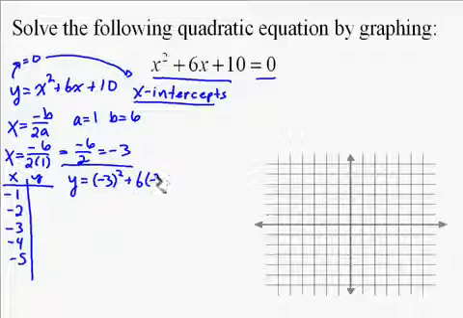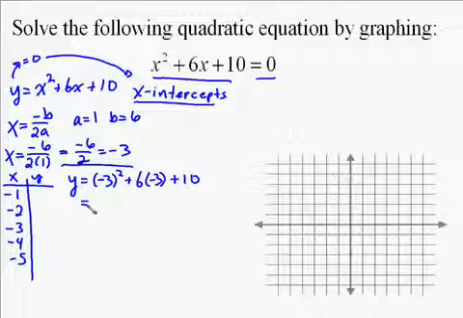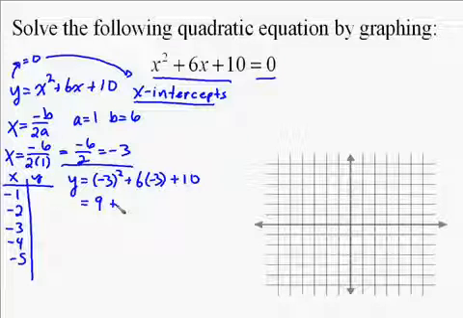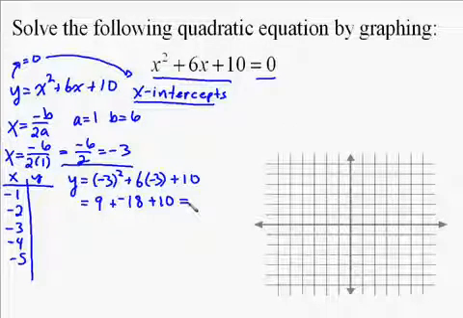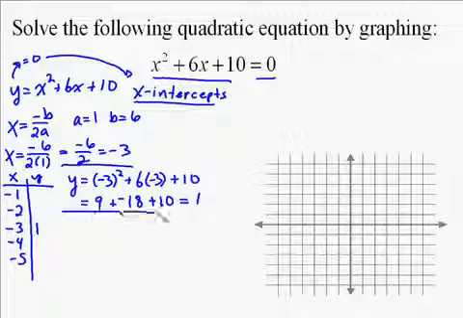So we're going to put negative 3, we start with the vertex usually. Negative 3 squared plus 6 times negative 3 plus 10. Well, negative 3 squared is 9. 6 times negative 3 is negative 18 plus 10. Well, 9 plus 10 is 19, minus 18 is 1. So I put negative 3 in, I get 1 as an answer.